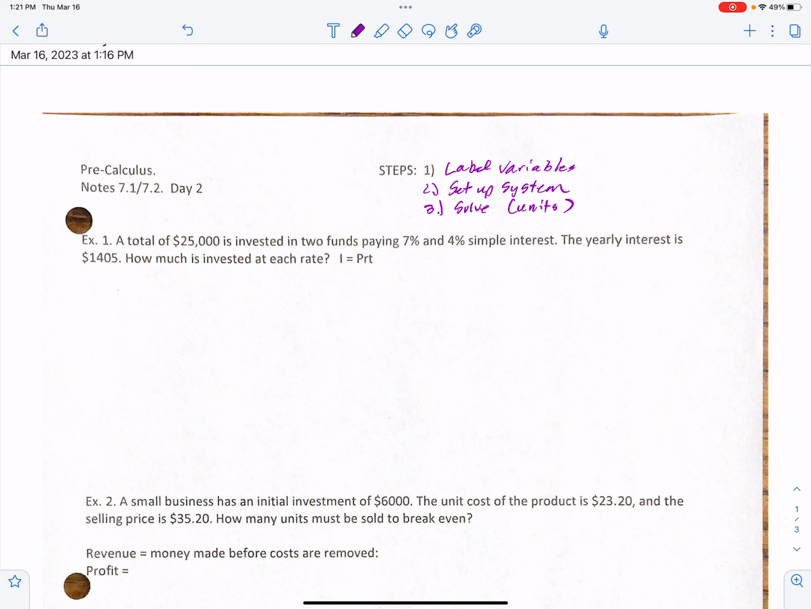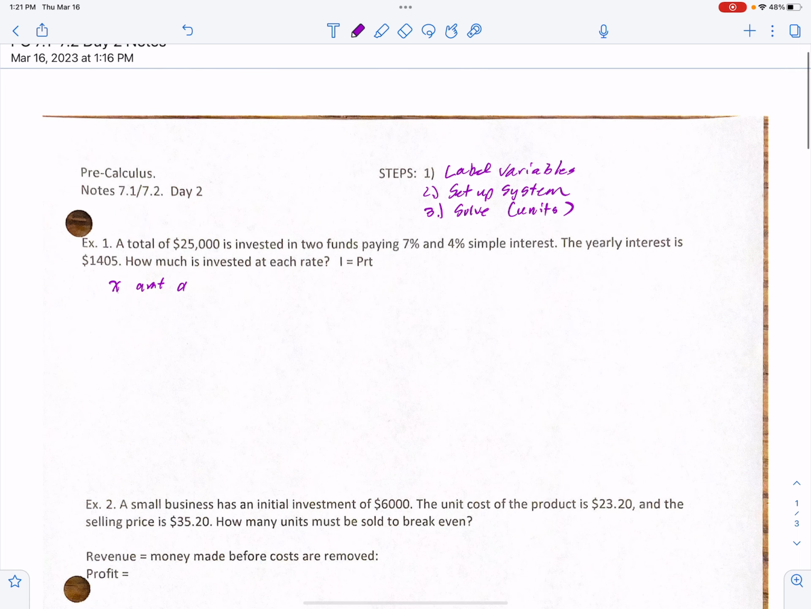So example 1, you have $25,000 invested in two funds, one paying 7% and one paying 4%. The yearly interest is $1,405. How much is invested at each rate? So I'm going to label variables. I'm going to let X be the amount at 7%, and I'm going to let Y be the amount at 4%.